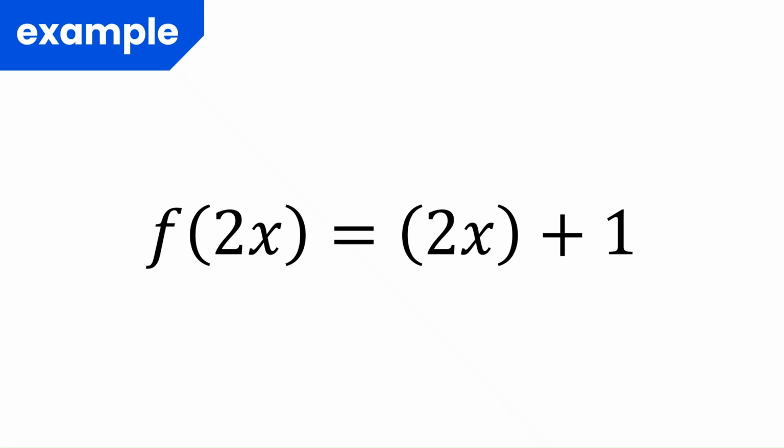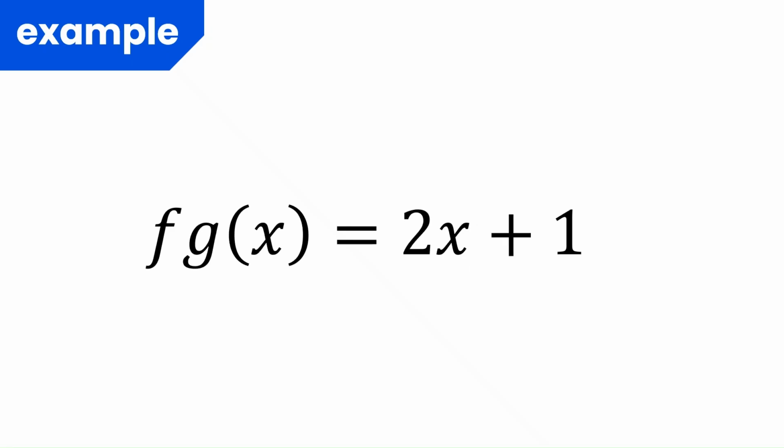And there we have it, our composite function f of g of x is equal to 2x plus 1. Remember, the question asked us to work out f of g of 3, so we can put 3 into our composite number machine and get 2 times 3 plus 1, or 7.